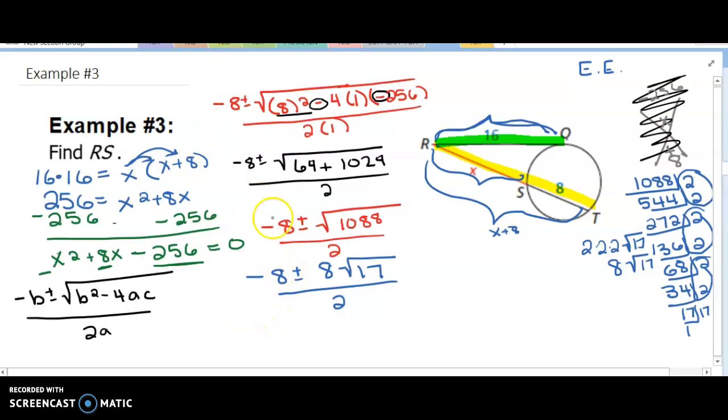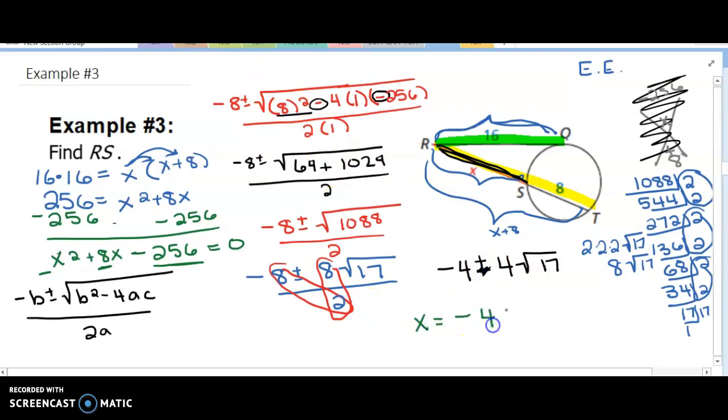Okay, now notice this and this are all even, so I can divide all those by 2. So -4 plus or minus 4 square root of 17 over 1, or just 1. Okay, now, if I do -4 minus 4 square root of 17, that means that this right here would be a negative number. We can't have a negative length. So, in the context of this, this minus won't work. Okay, so our x here would be -4 plus 4 square root of 17. That would be our answer.